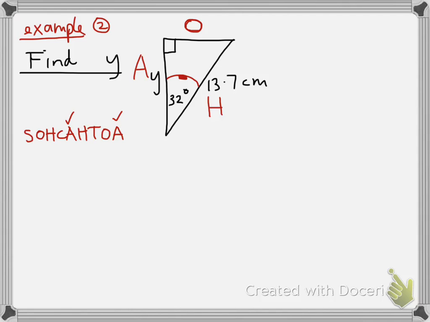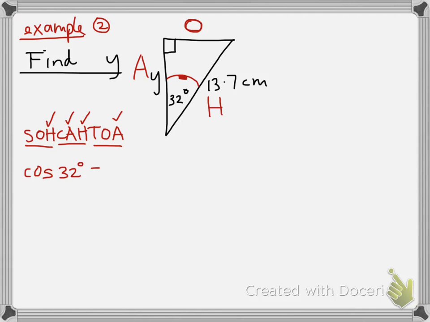What have we been given? Well, we've been given the hypotenuse, which is 13.7. So over here I'm going to tick an H wherever I see it. We now see that the ratio to use is cos, because we have two ticks here for C. C stands for cos. And cos is adjacent on hypotenuse.